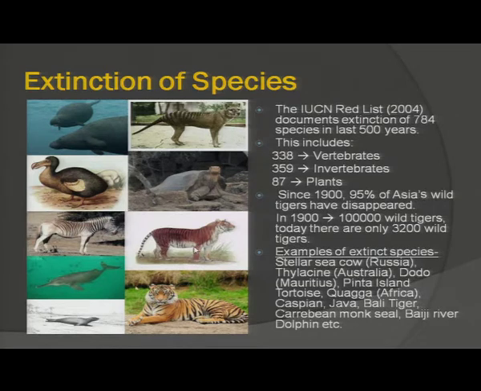And this one is the Caspian tiger, and this one is the Java tiger. They have also completely disappeared from the face of the earth. This you see is the Caribbean monk seal, and this is the Baiji river dolphin, and these are also extinct. So, you can see there are a lot of such animals which have got extinct, and this extinction is much more in the last 500 years because of the human activities.